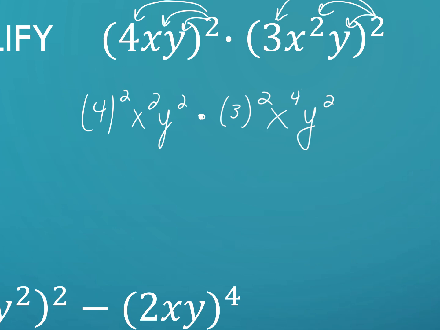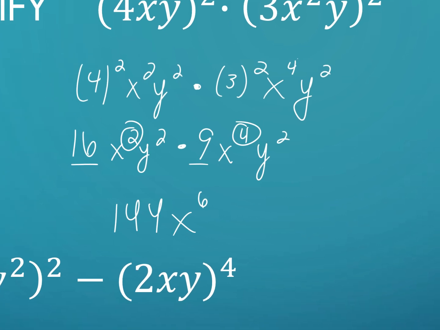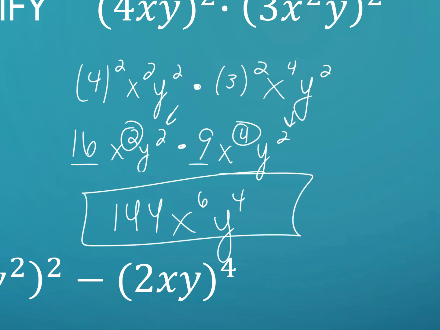So 4 squared is 16, x squared, y squared, times 3 squared is 9, x to the 4th, y squared. Now, since we are multiplying, multiply coefficients. What's 16 times 9? 144, good. We are multiplying, so you rewrite the base one time and do what to the exponents? So 2 plus 4 is 6, good. Rewrite the base one time, y, and do what to the exponents? Add them. 2 plus 2 is 4. And that is it. Multiplying same bases, you rewrite the base, add the exponents.